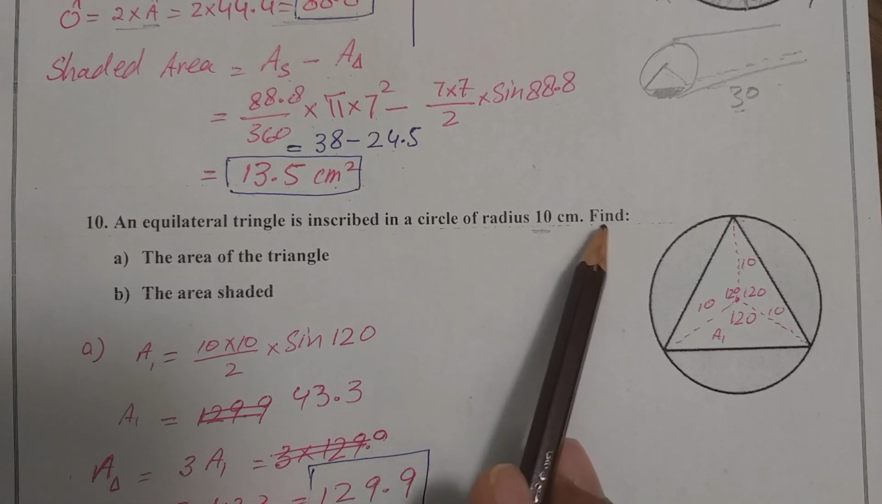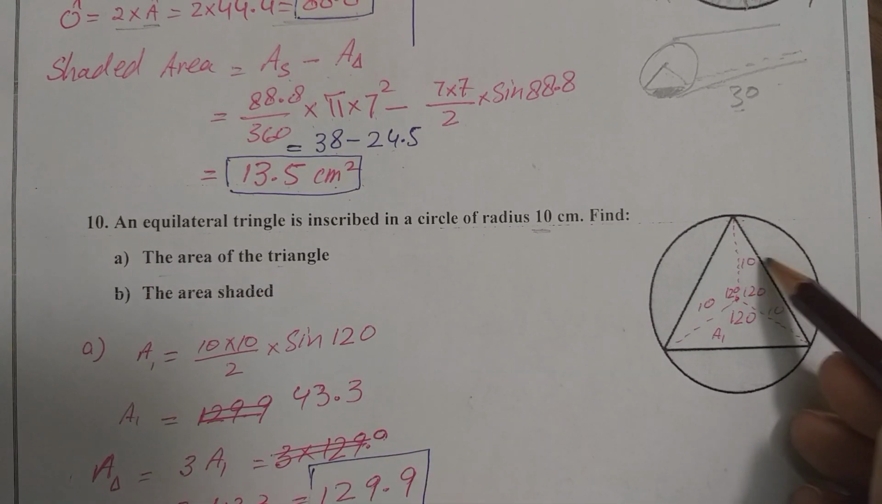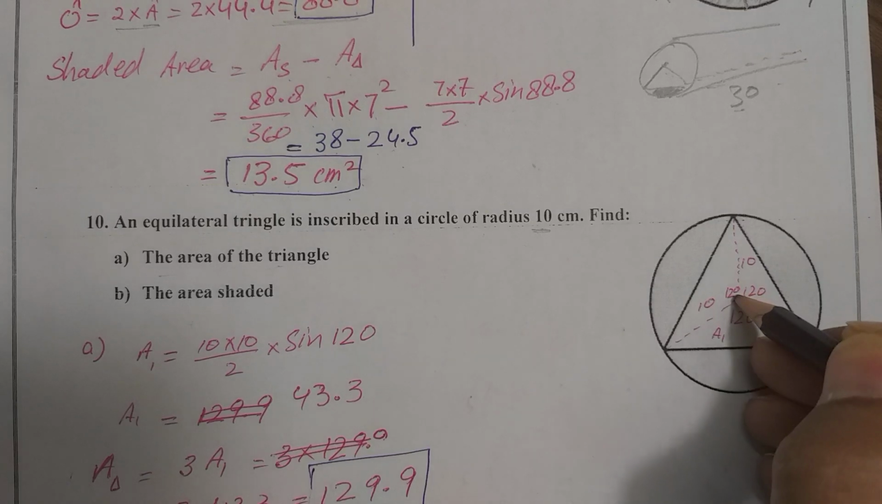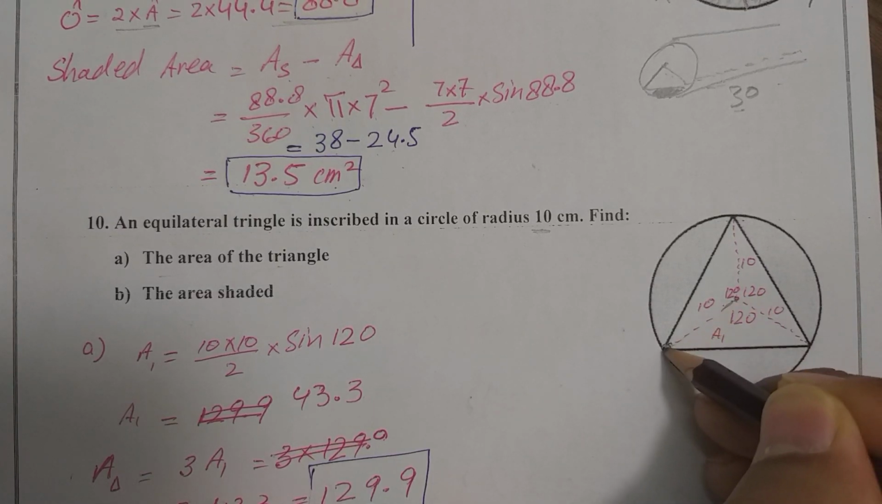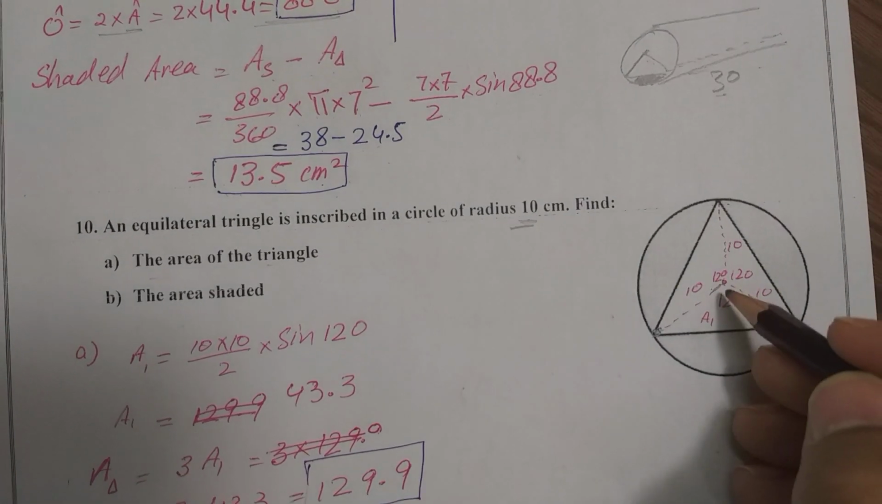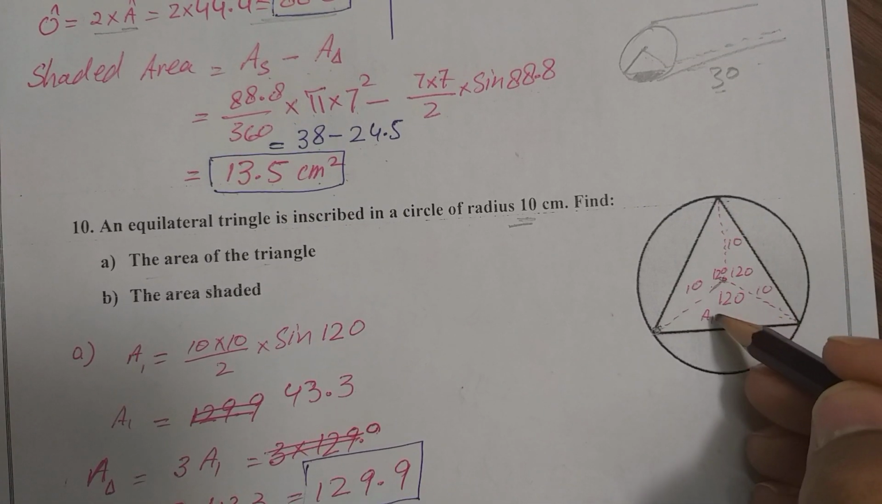of radius 10 centimeter. Find the area of the triangle. So for the area of the triangle, from the center to the circle is called the radius, which is given as 10 centimeter. So all the sides are equal. Find the area of one triangle.